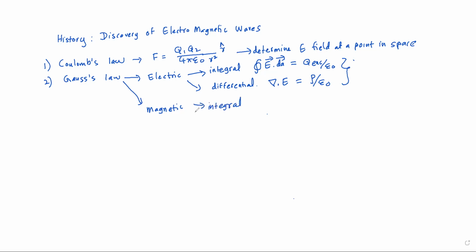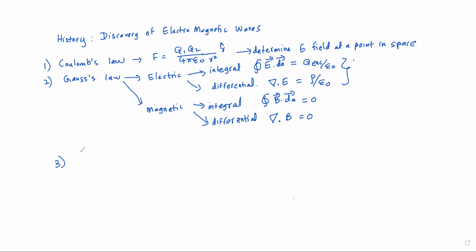When we take the magnetic field based Gauss's law, we have similar equations. For the integral form, the magnetic flux over a closed surface is equal to 0, and the divergence of the magnetic field is also 0.